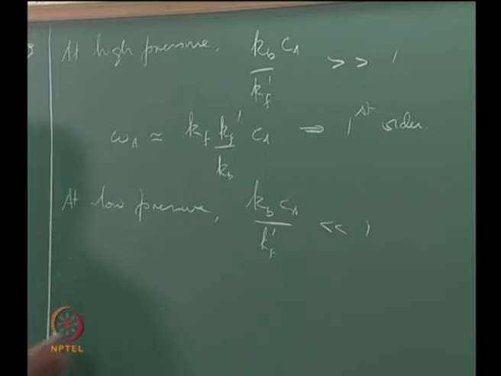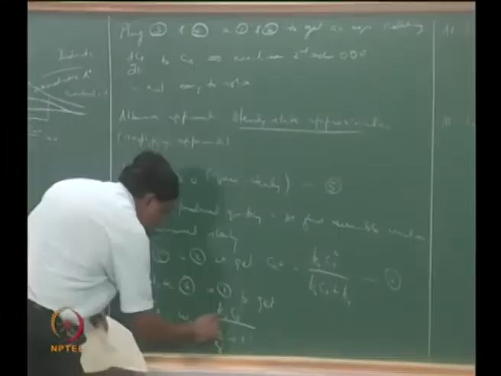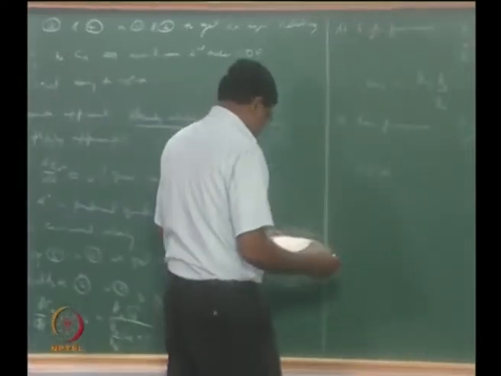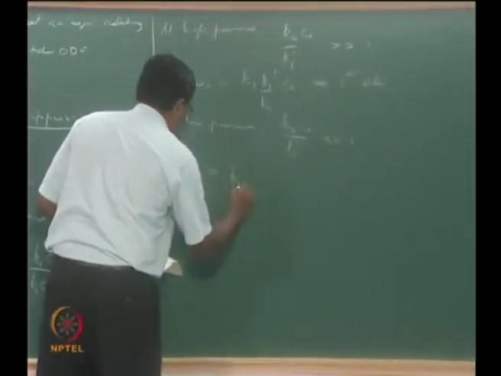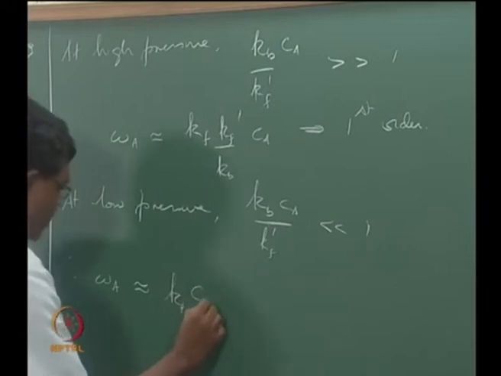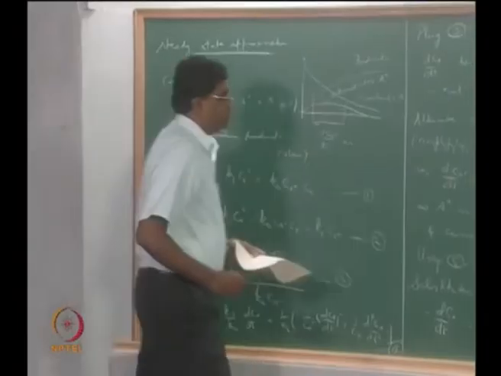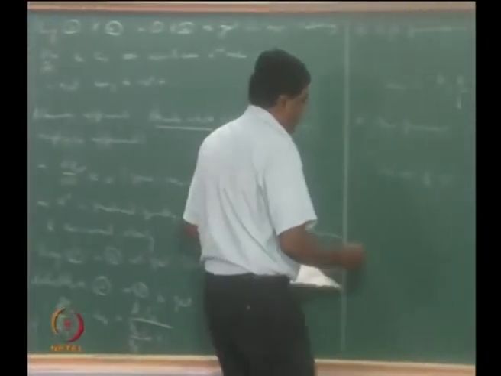Therefore, omega A, what you do is drop the complete expression there in comparison with 1, and therefore you simply get this is equal to Kf c squared. So this is second order.